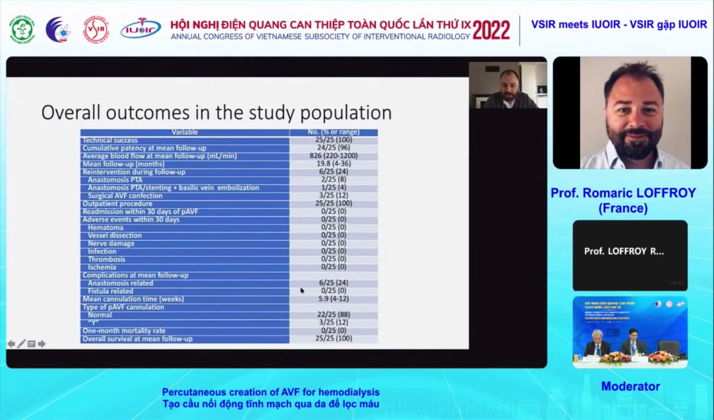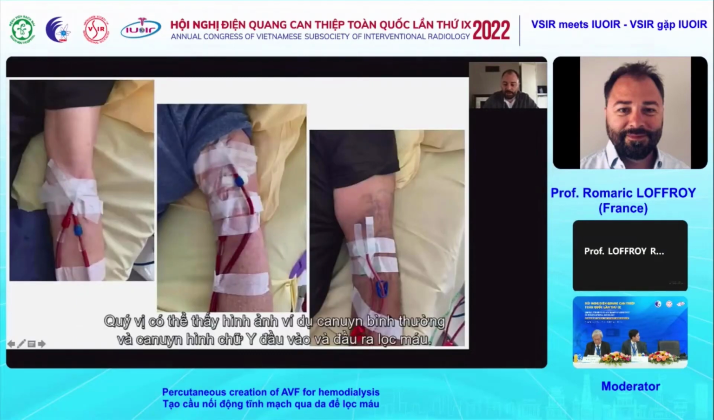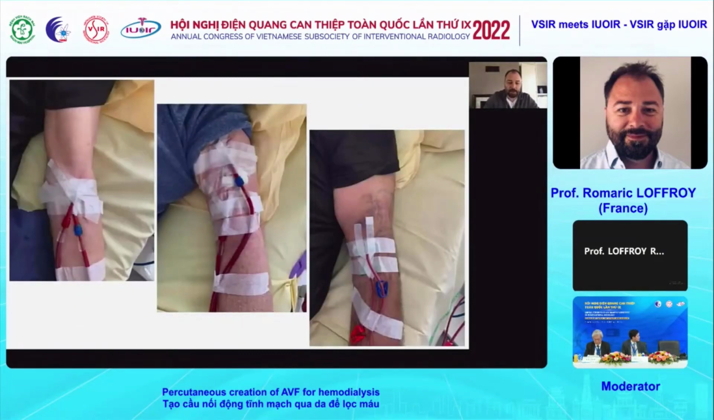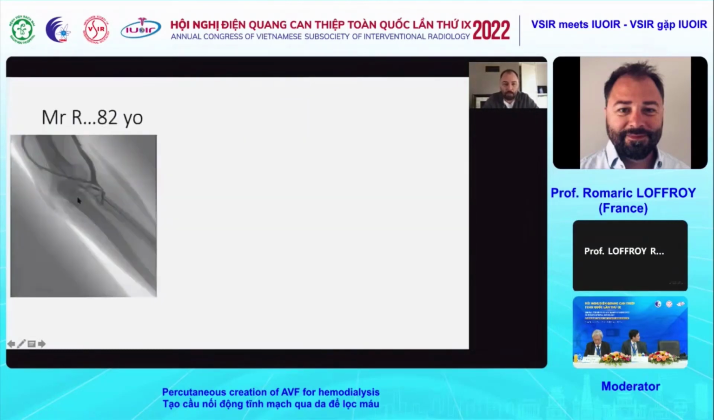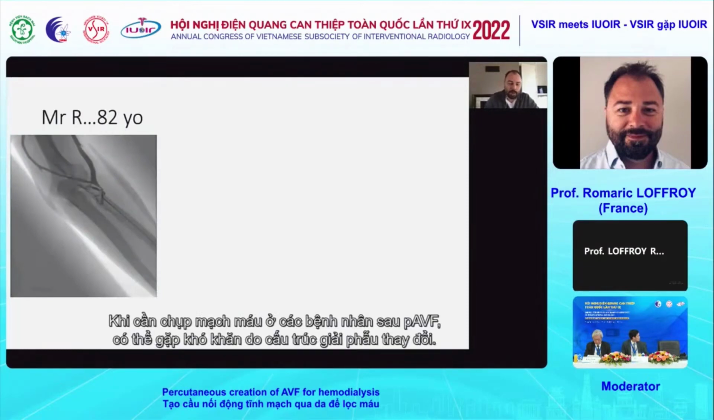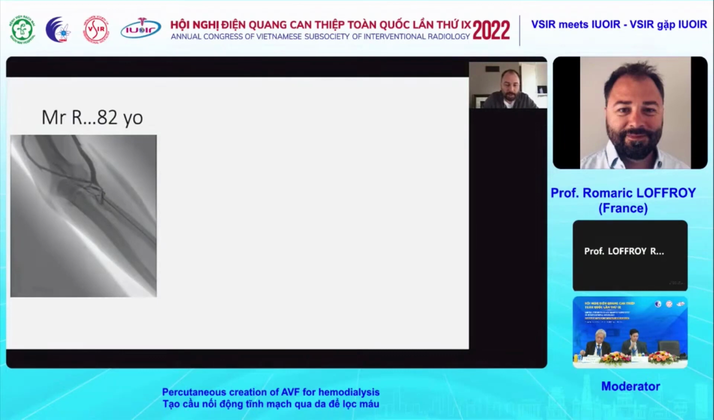Just anastomosis stenosis, and the mean cannulation time, as you can see, 6 weeks. And the type of cannulation, normal or Y, with no mortality, of course. So you can see on this picture the kind of cannulation we can get, a normal one or a Y one on both veins.